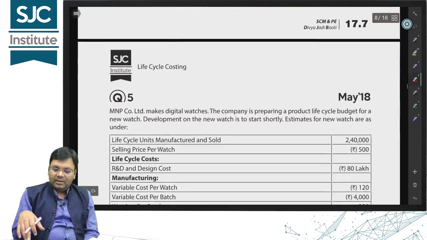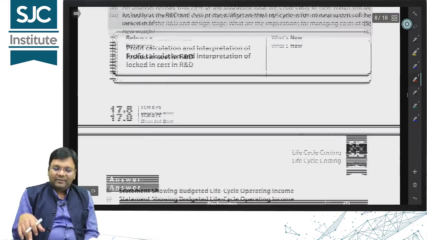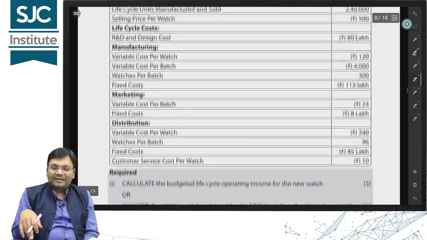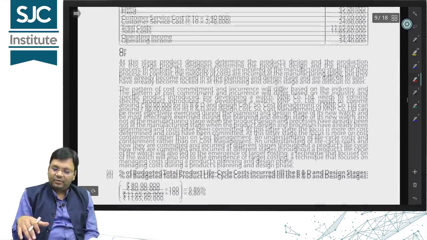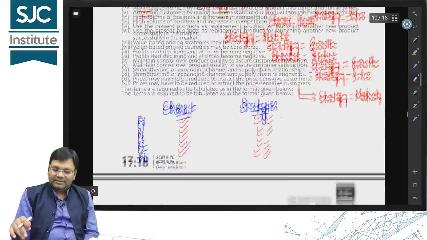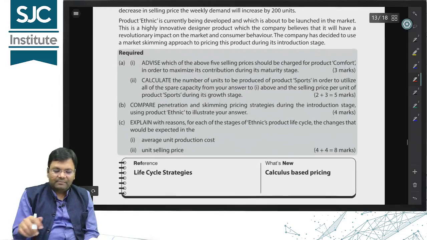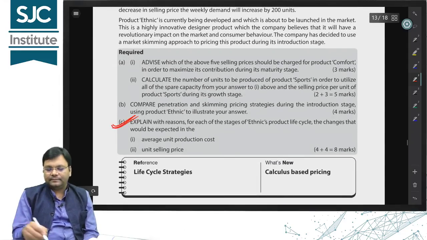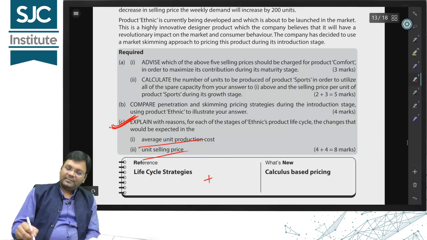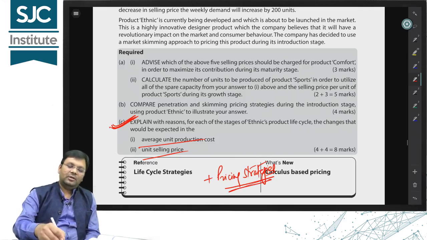Okay, 5 I will do later, but 5 you can attempt by your own also. I will prefer you that you attempt 5 number. 6 I have already done, and 7 I will do, but 7 part C you can do by yourself. 7 part C is same, unit cost and price. 7A and B I will discuss with you. It requires concept of pricing strategy chapter. Okay, so I may pick it up after doing pricing strategies also, maybe not now.